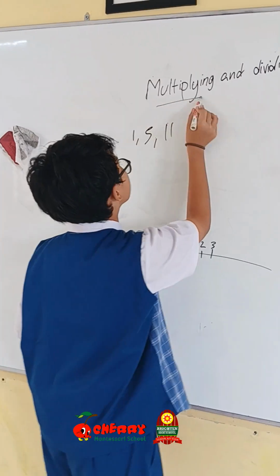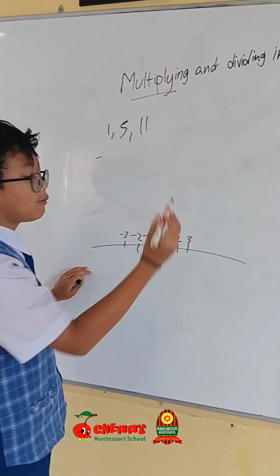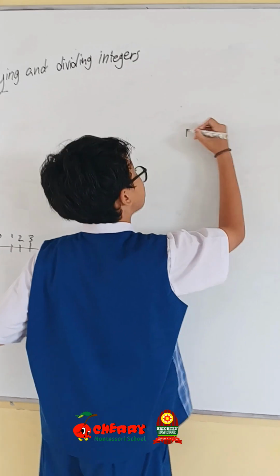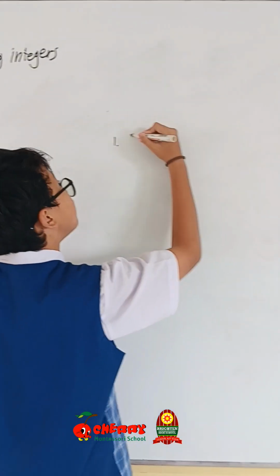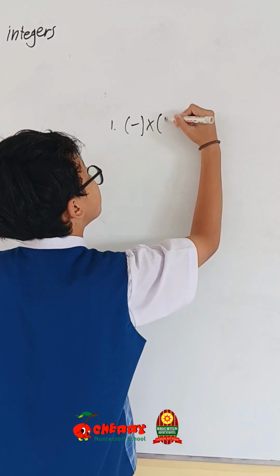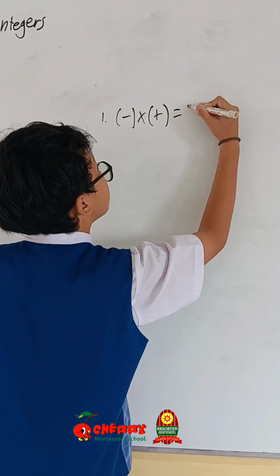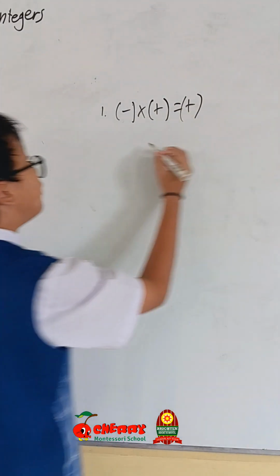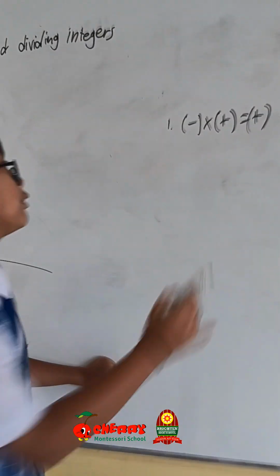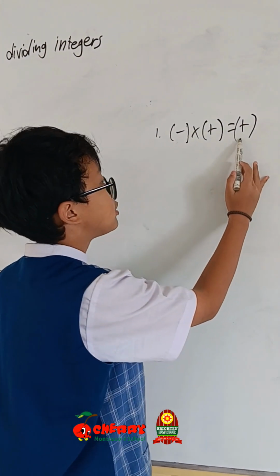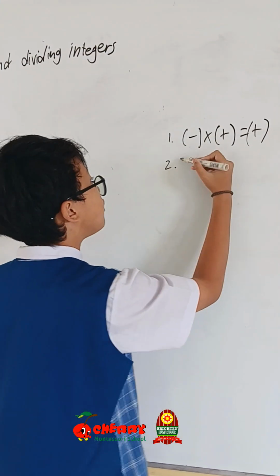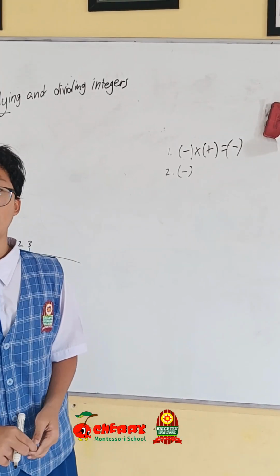Let's start with multiply. There is a rule in multiplying. The first rule: minus times plus equals... Negative and positive cannot both stay, since there is no in between, so you have to choose the one that's bigger.